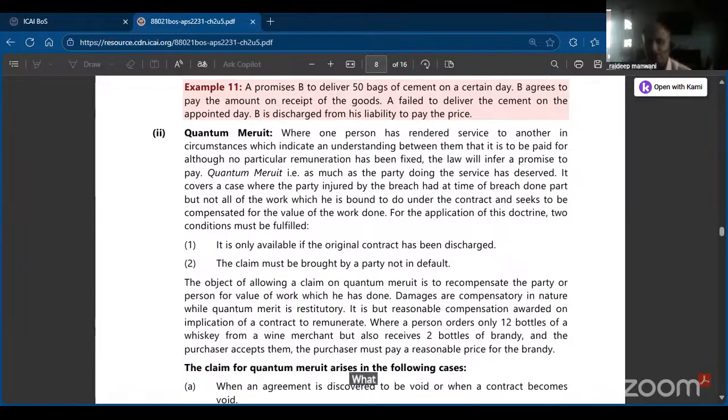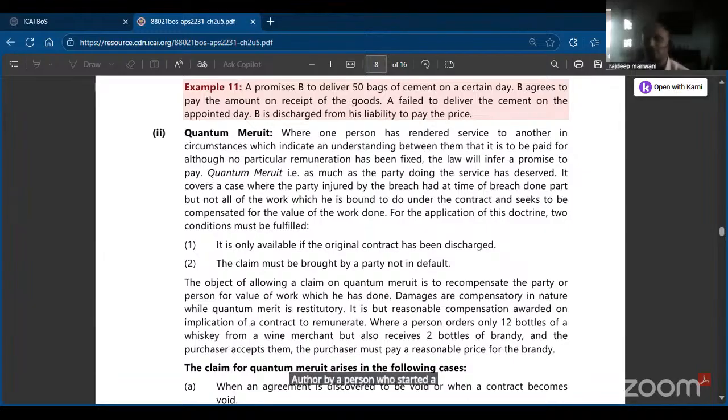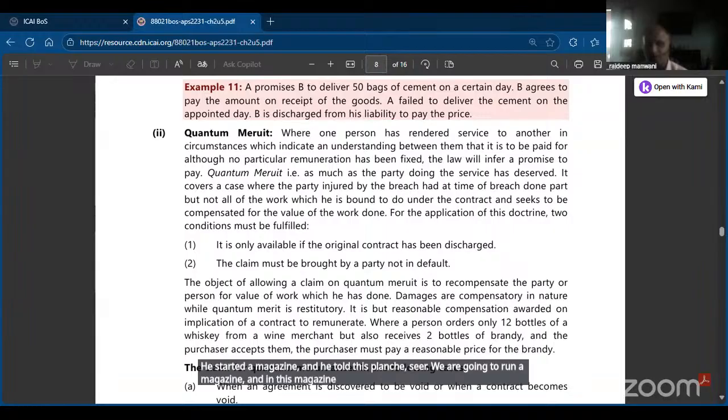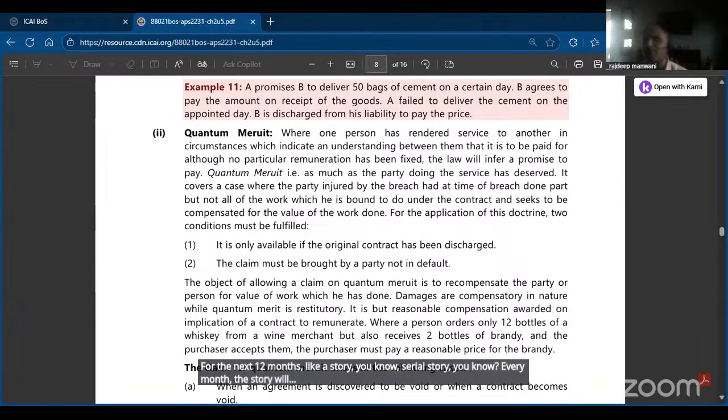What happened in this case was that there was this person, Planch, who was hired by an author, by a person who started a magazine. Colburn started a magazine and he told this Planch, see here, we are going to run a magazine. And in this magazine, I want you to write an article for the next 12 months, like a serial story, every month the story will continue. And for the whole year, I will pay you 12,000 rupees.